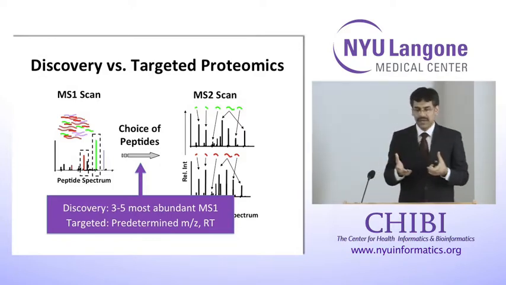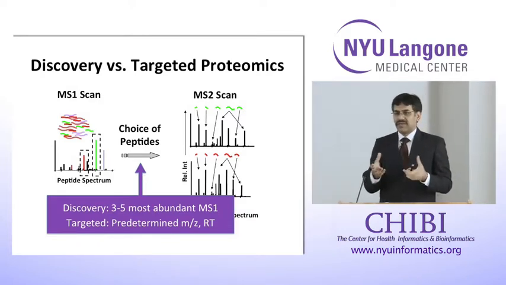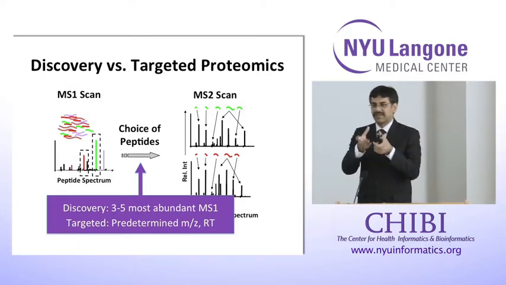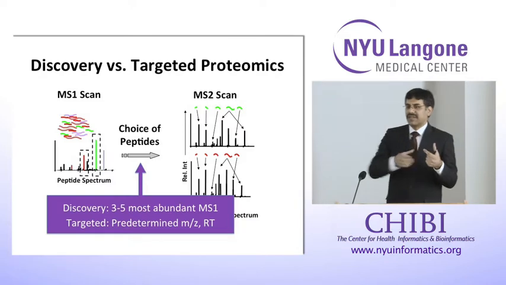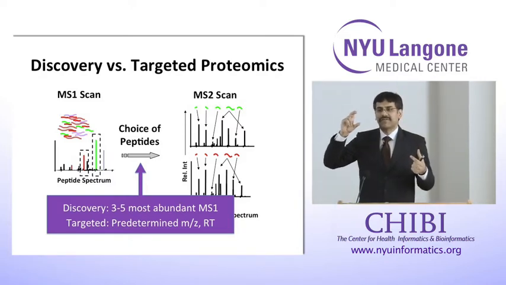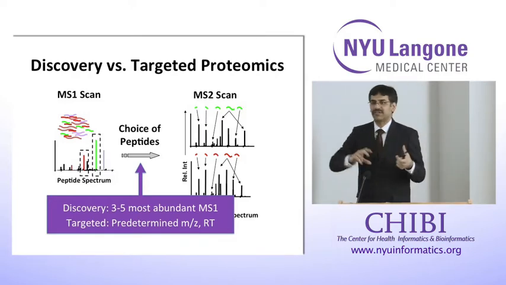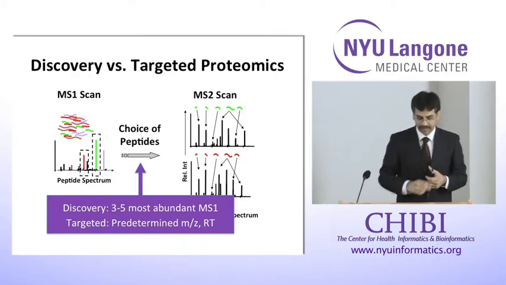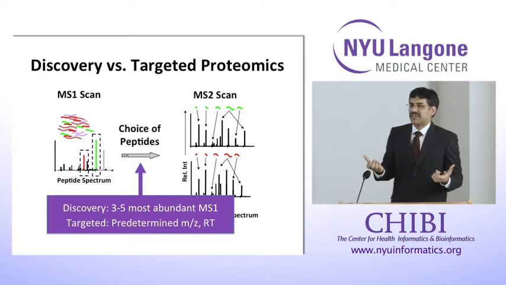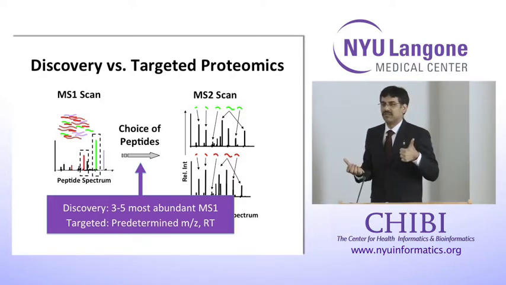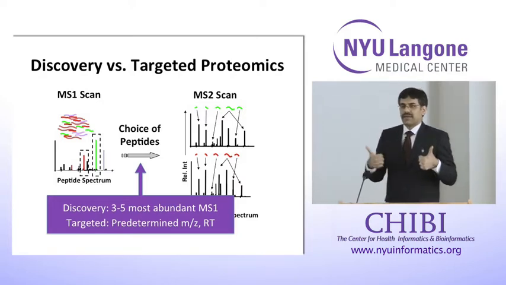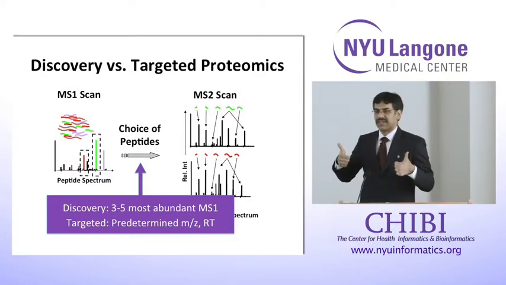In targeted proteomics, you have a predetermined list of peptides that you wish to monitor or follow. Okay? And for each of those peptides, based on their mass to charge or retention time, you have some criteria. And for each of those peptides, you have a list of fragment ions that you wish to monitor, which you will use eventually to do the identification and quantification of proteins in the sample. Okay? So there are 2 important things to decide. One is which peptides to follow, and the other is which fragments of those peptides to follow.